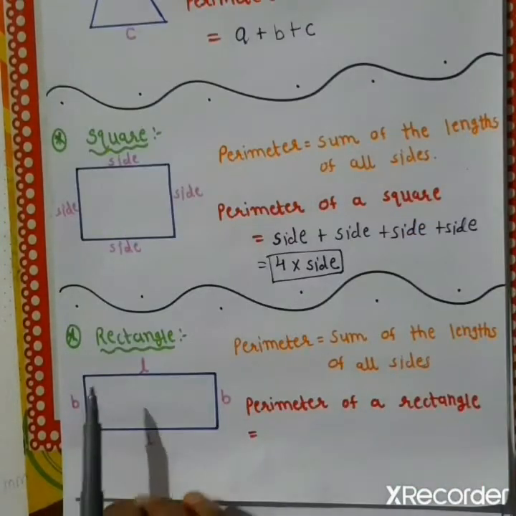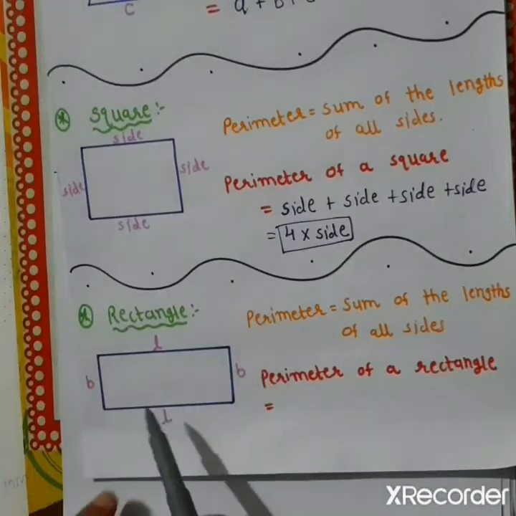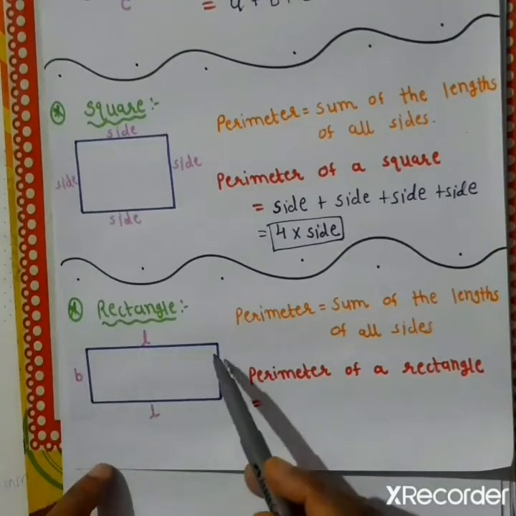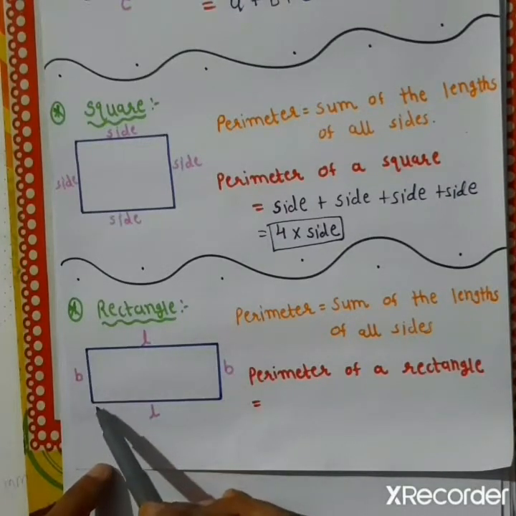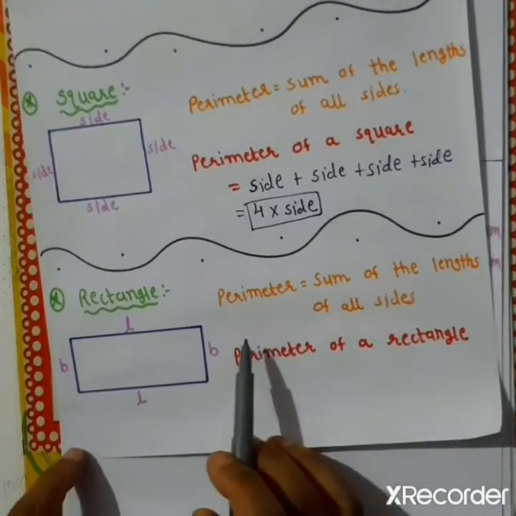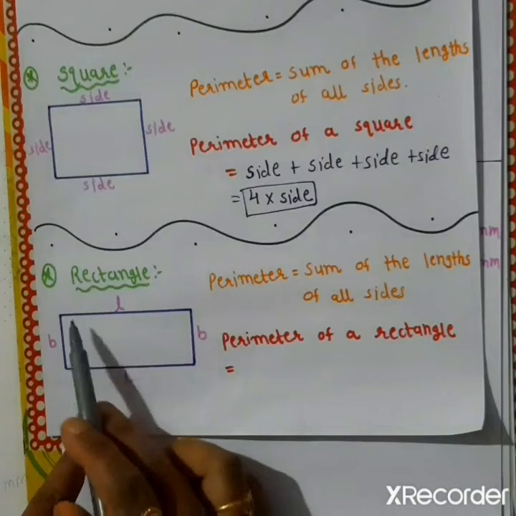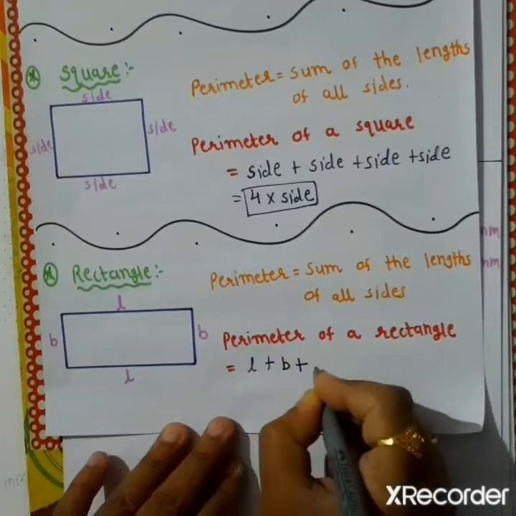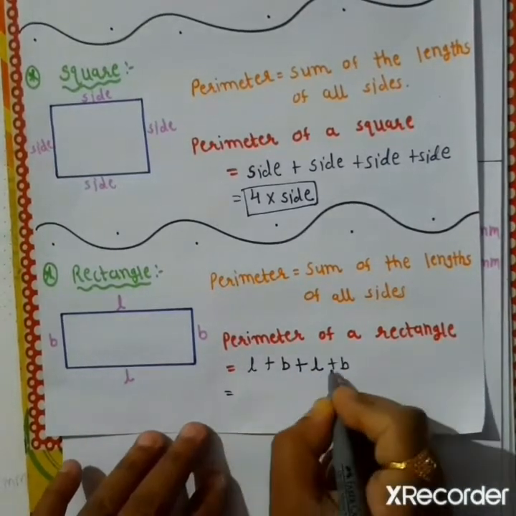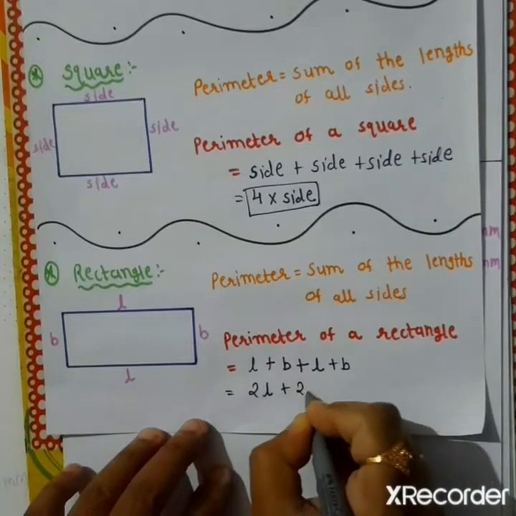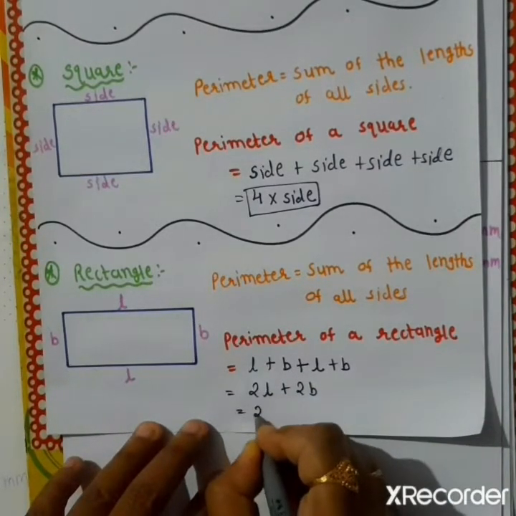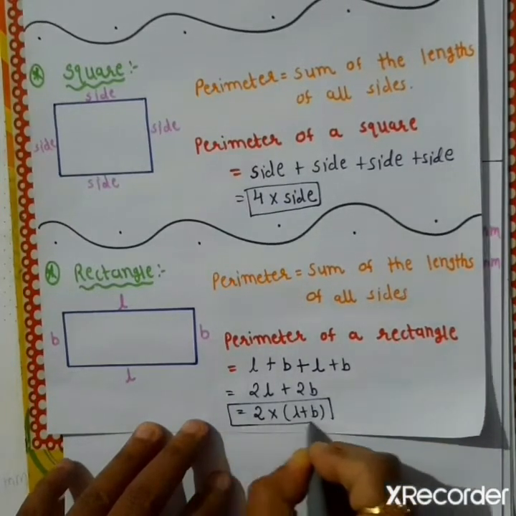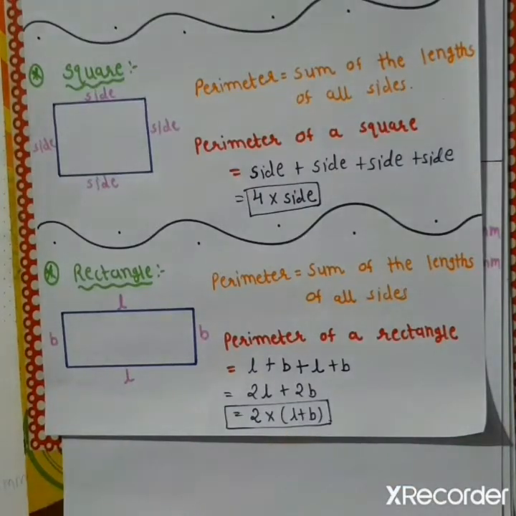Next, perimeter of rectangle. We know that in a rectangle, opposite sides are equal. The longer sides we will take as length and the shorter sides we will take as breadth. So to find the perimeter of a rectangle, we will add all the four sides, and they are L plus B plus L plus B. So how many times L? 2 times L plus 2 times breadth. So 2 I will take as common, L plus B. So the formula to find the perimeter of a rectangle is 2 into (length plus breadth).